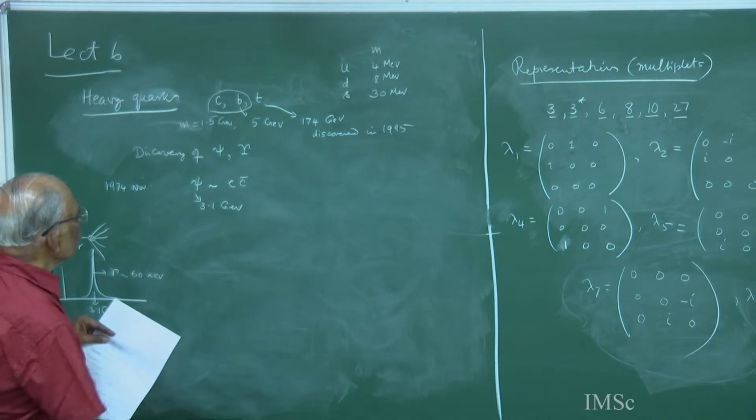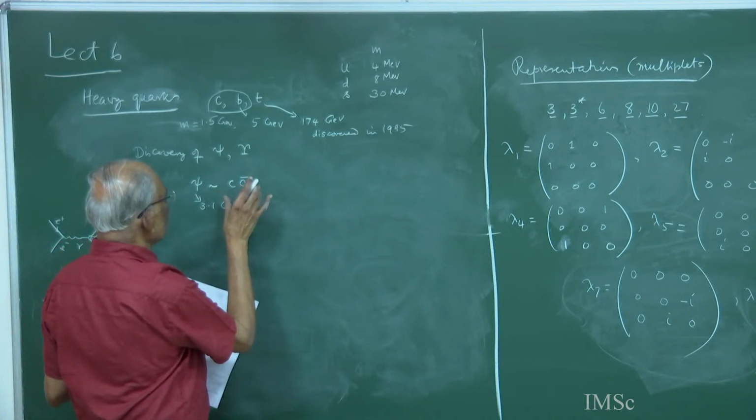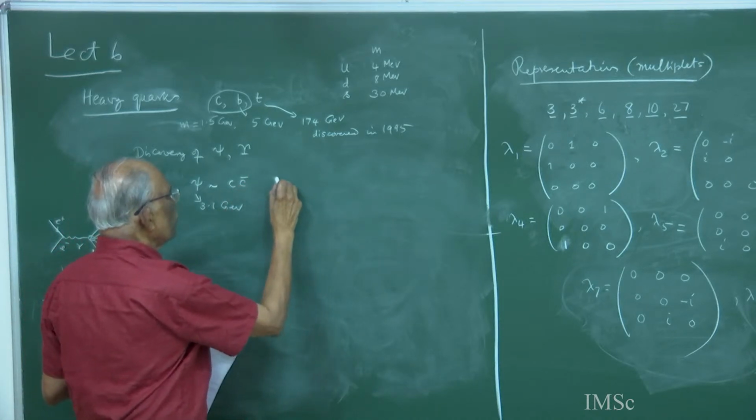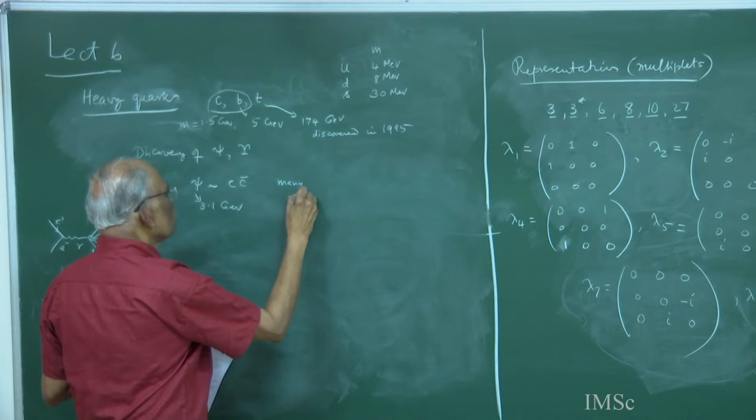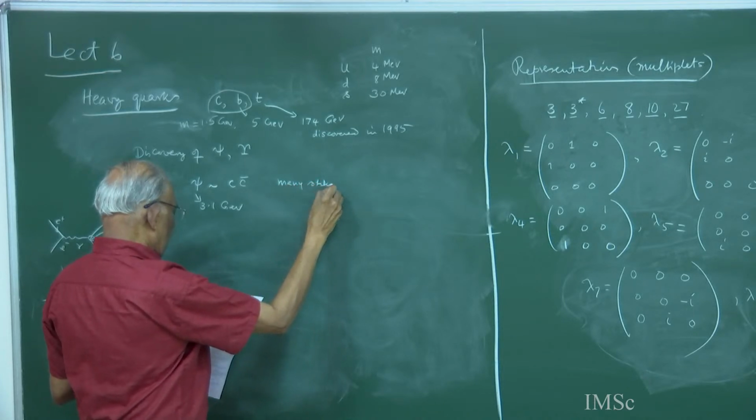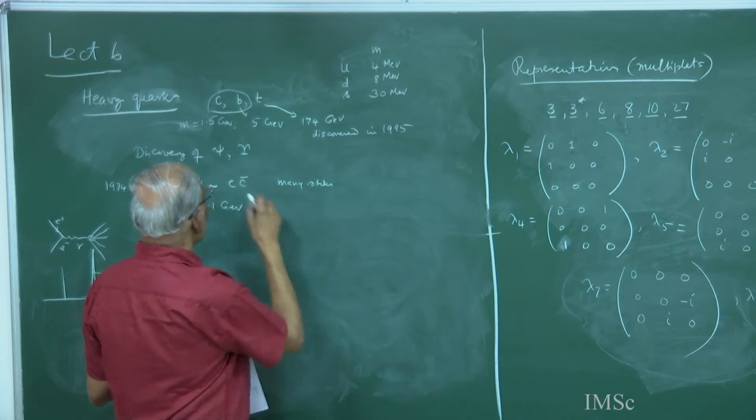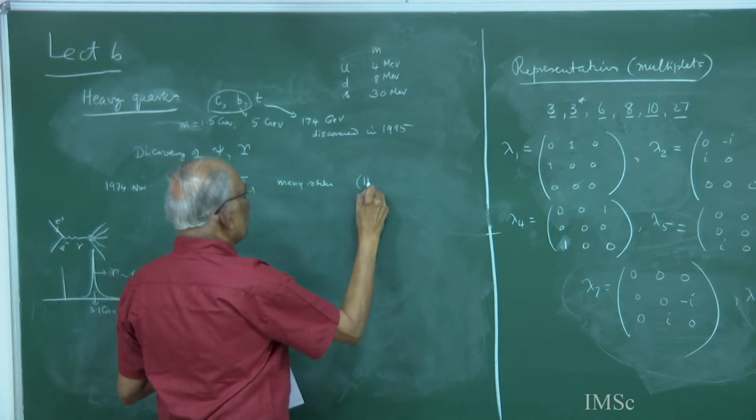Not only that, CC bar exists as a ground state, then excited states, so many states. It was almost like the hydrogen atom. So this system was called the hydrogen atom of particle physics.